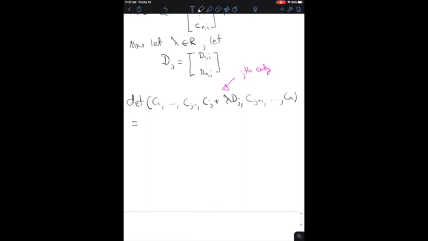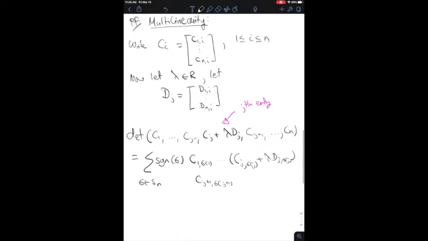All right, so now we just use the formula. Just plugging in the definition for the determinant of the n by n matrix with these columns, this is the sum over the sign of the permutation times the entries C1 sigma 1, up to, and then the jth entry will be Cj sigma j plus lambda dj sigma j, times the entry Cj plus 1 sigma j plus 1, up to Cn sigma n.